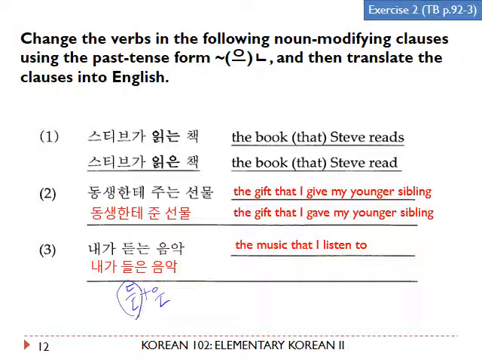But as you know, 듣 is the irregular predicate. 디귿 becomes 리을 before the vowel, and there is a vowel. So you have to change the 디귿 into 리을. T becomes L, right? So 내가 들은 음악 is the right form. 자, translation, the music that I listened to, the past tense form. Okay?